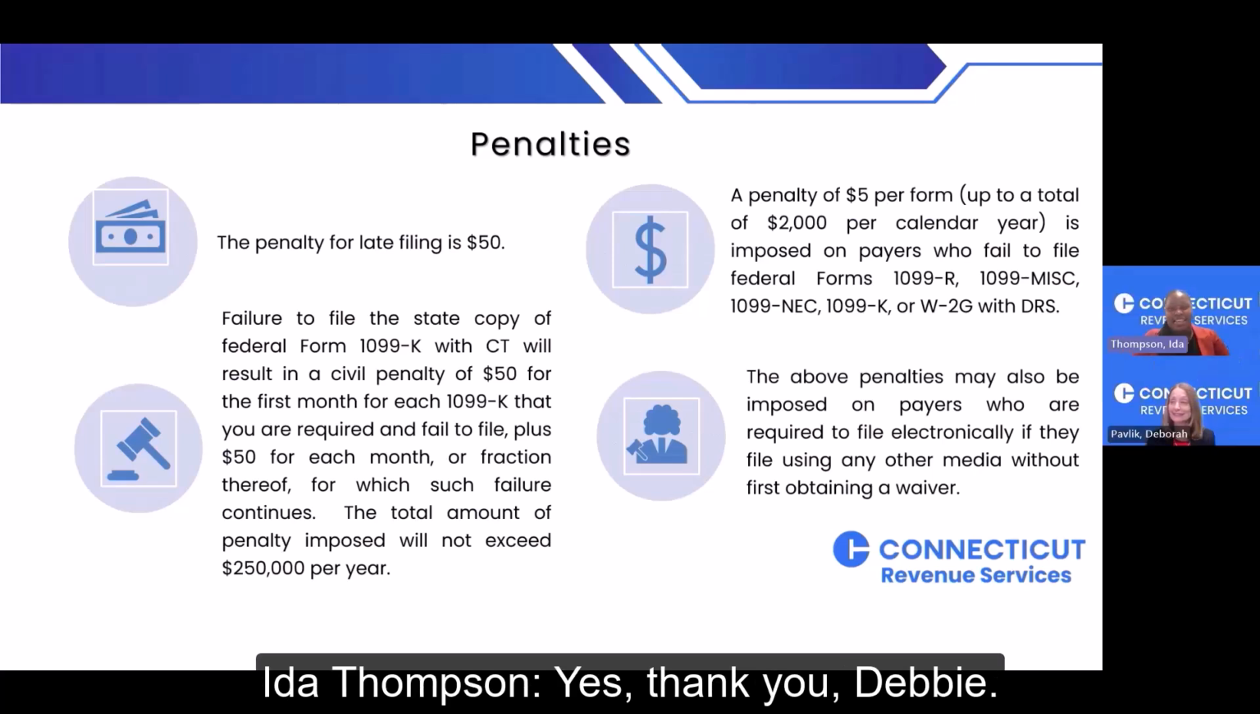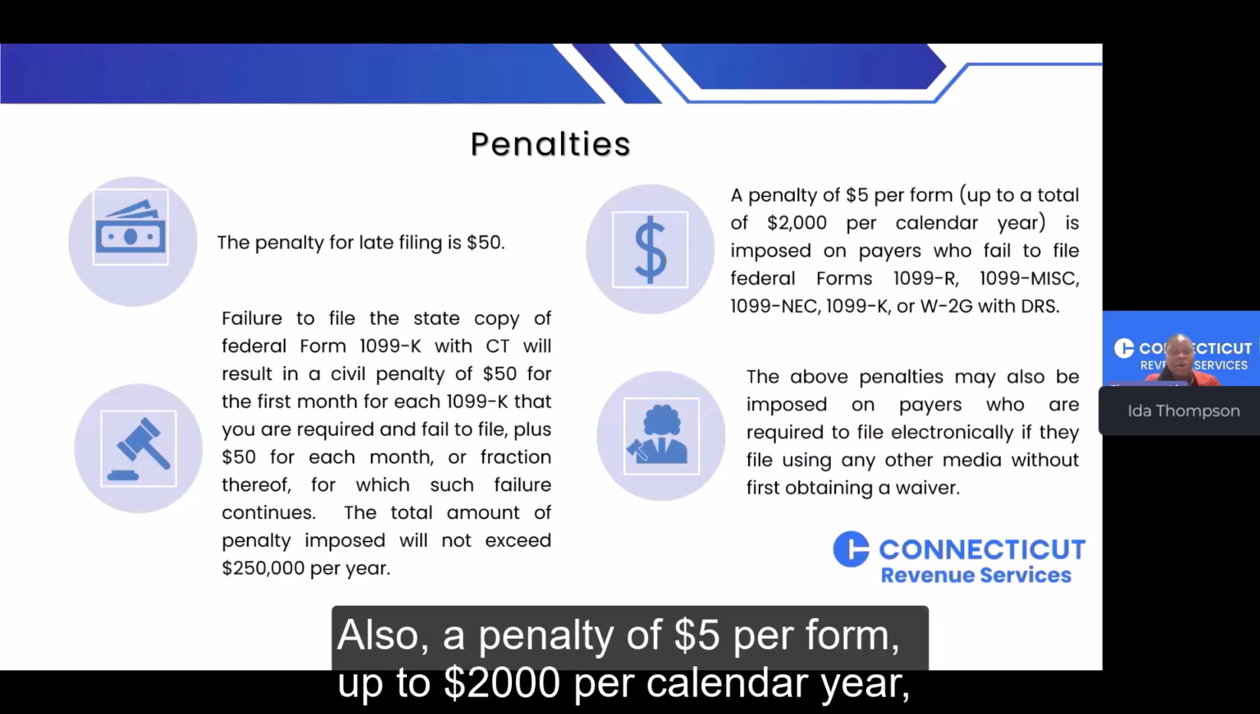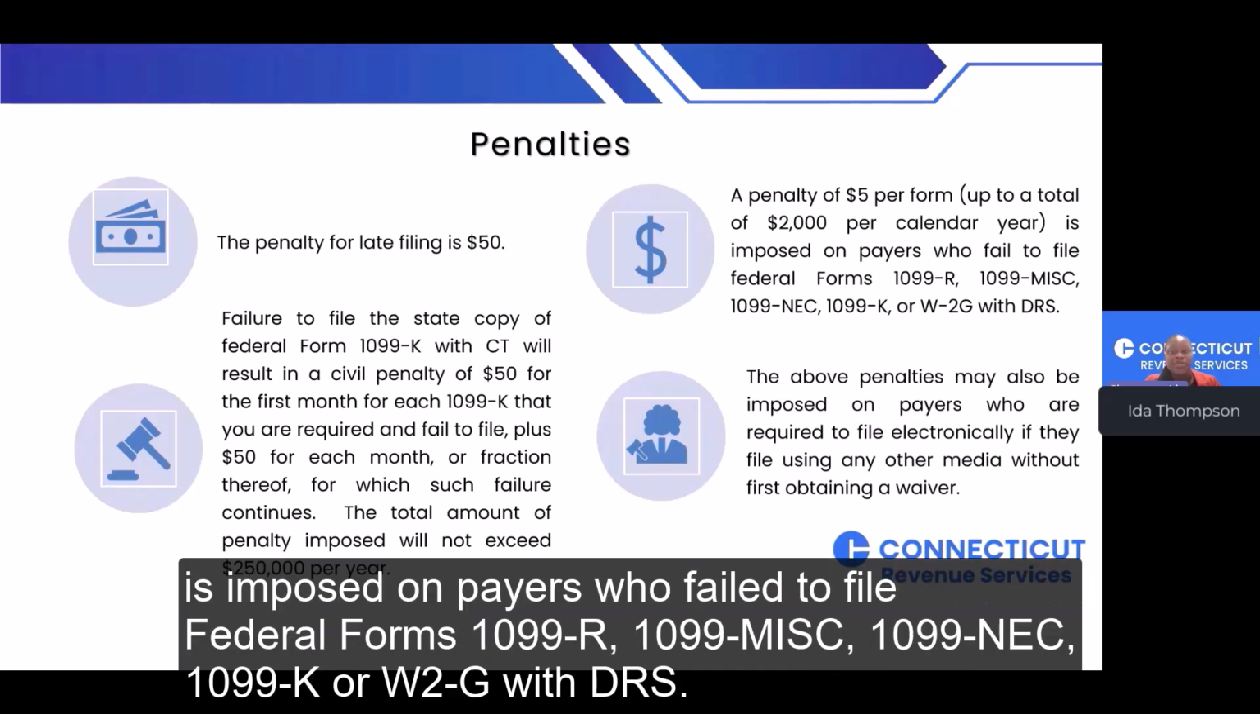Yes, thank you, Debbie. Now, there's a $50 penalty for late filing. So to avoid that, you should file on or before the due dates. Also, a penalty of $5 per form up to $2,000 per calendar year is imposed on payers who fail to file federal forms 1099-R, miscellaneous, NEC, K, or W-2G with DRS.